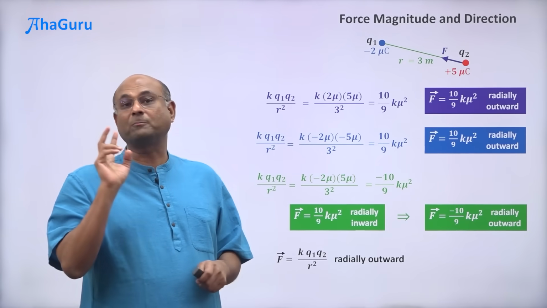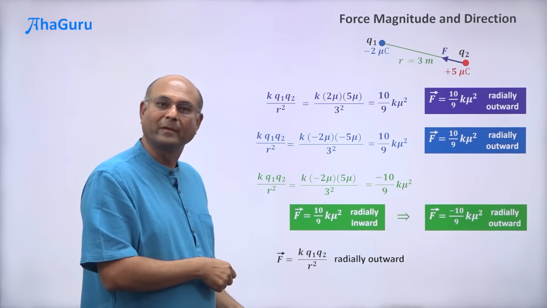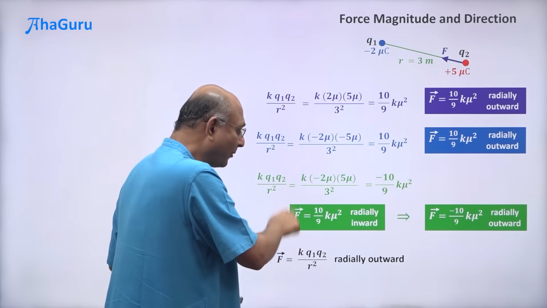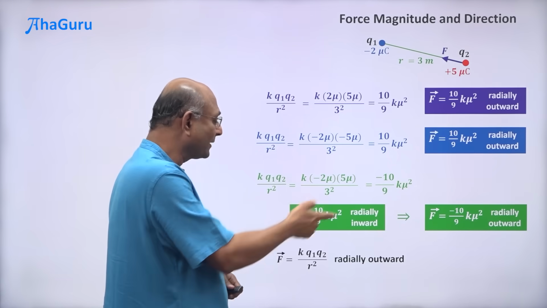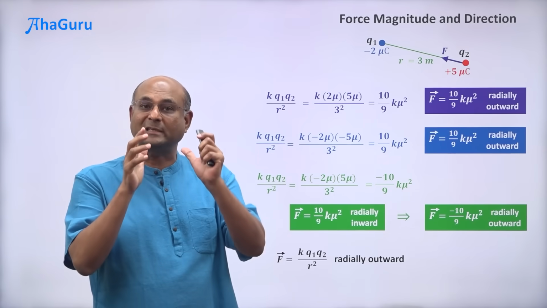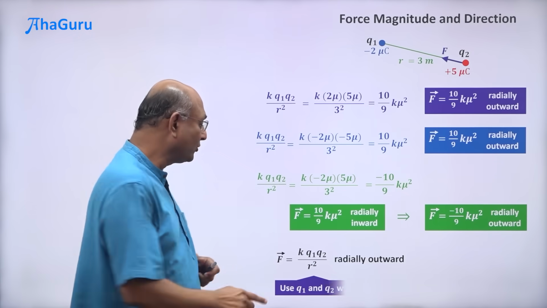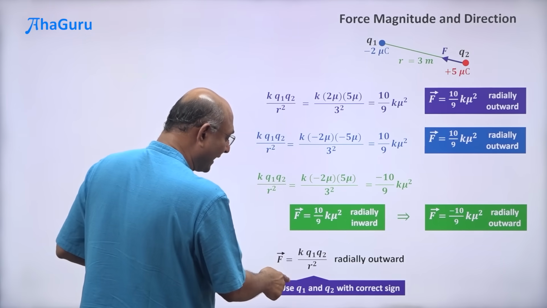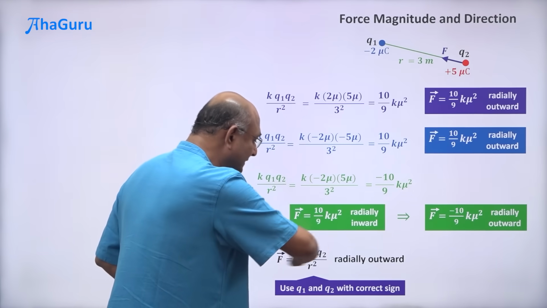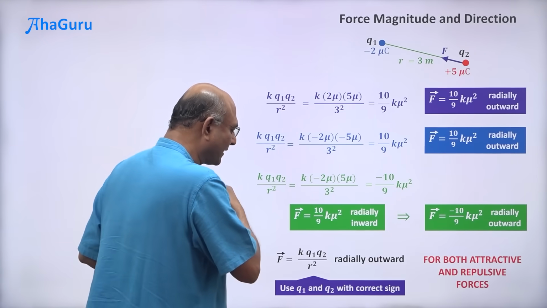If Q1 and Q2 are both positive, this will be positive, so it will be positive radially outward. If Q1 and Q2 are both negative, negative into negative will still be positive, positive radially outward. But if one is positive and one is negative, this will become negative radially outward, which is a positive magnitude force radially inward, right? So we can use this, but we have to use it carefully with Q1 and Q2 using the correct sign. If you use the correct sign, this is the force formula for all cases. Whether it is attractive or repulsive, we can always use this.